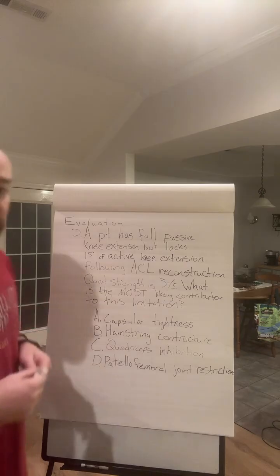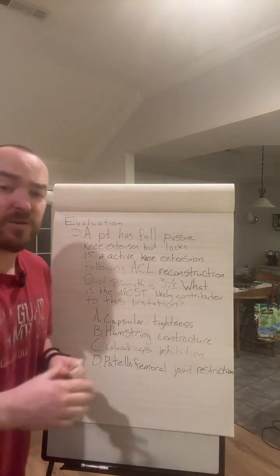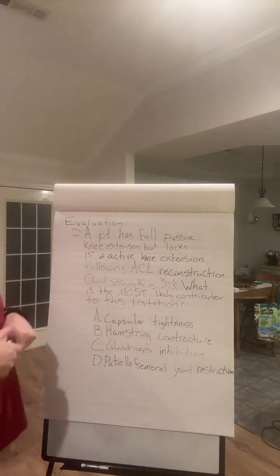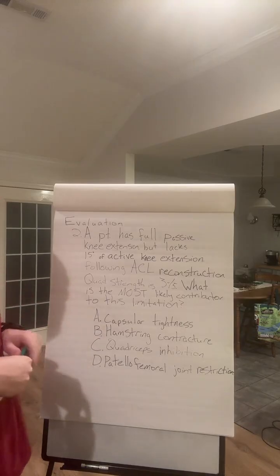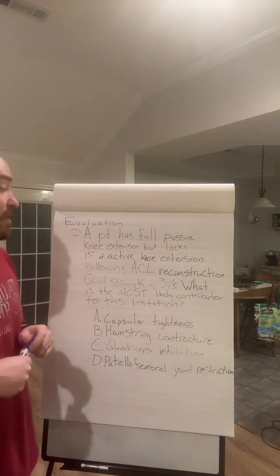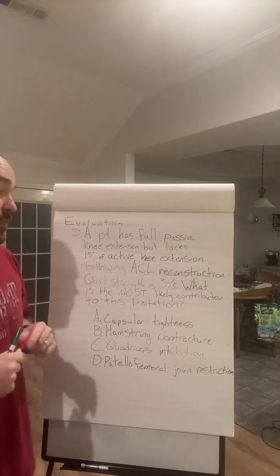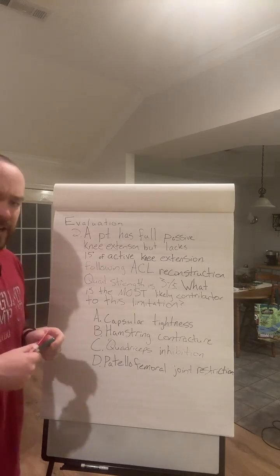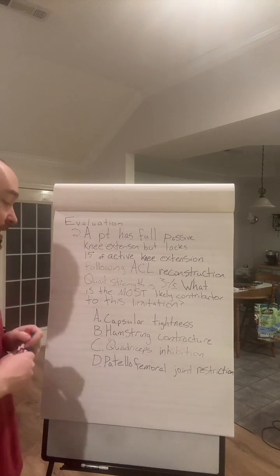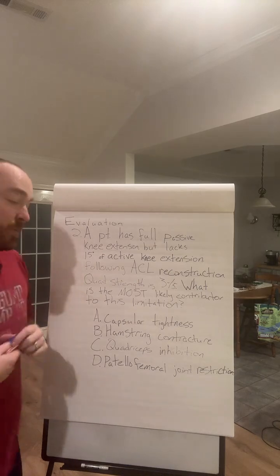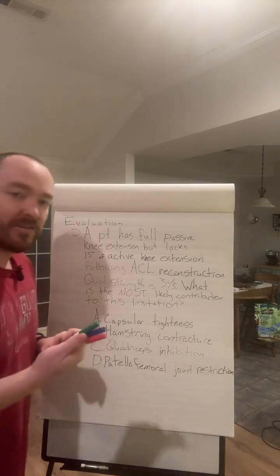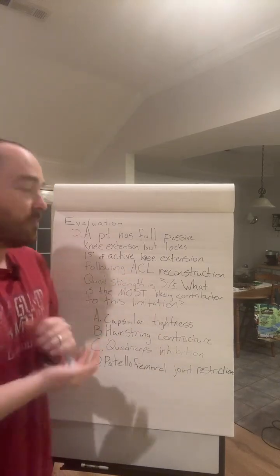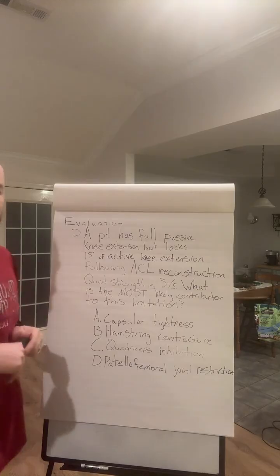Again, let's pick out the stuff that we think is important. Actually, go ahead and answer what you think it is, and then I'll pick out what I think is important. I'll read it one more time. A patient has full passive knee extension but lacks 15 degrees of active knee extension following an ACL reconstruction. Quad strength is 3 minus out of 5. What is the most likely contributor to this limitation? A, capsular tightness, B, hamstring contracture, C, quadriceps inhibition, or D, patellofemoral joint restrictions. Lock in your answers in the chat, and I will go through what is pointing to the right answer when we pull out stuff from this question.